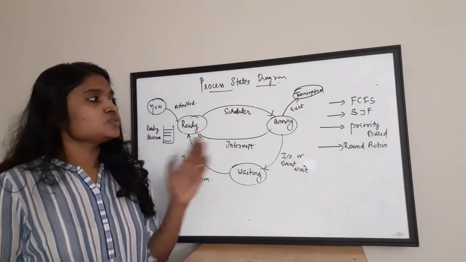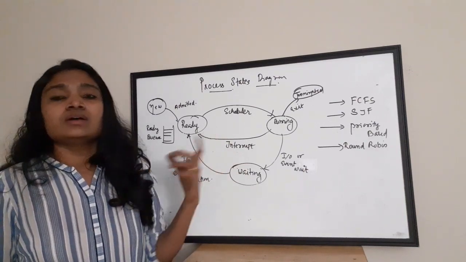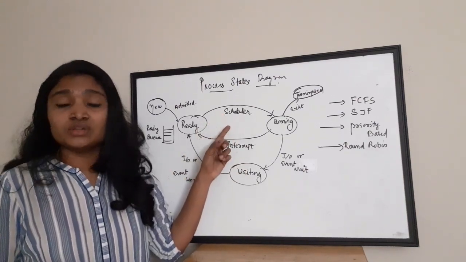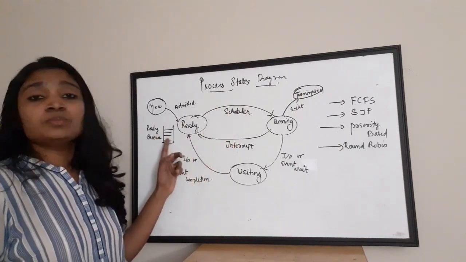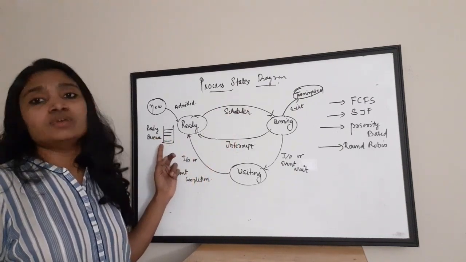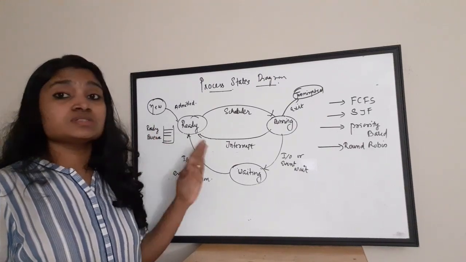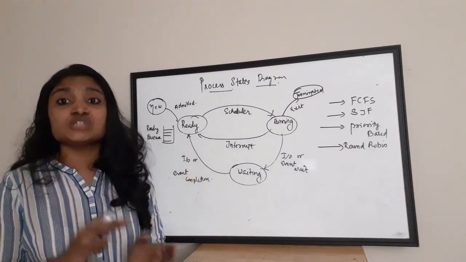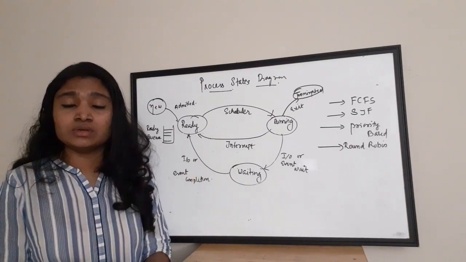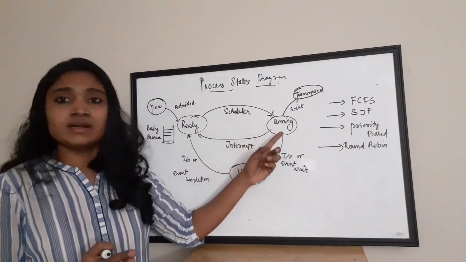Okay, so if you see the process state diagram, it will be like this. Now, I have told that there is a scheduler, and this scheduler is scheduling the processes waiting in the ready queue. So there is a ready queue in the ready state. There are various processes waiting to get scheduled, and the operating system has a scheduler which will schedule the processes from the ready to the running state.